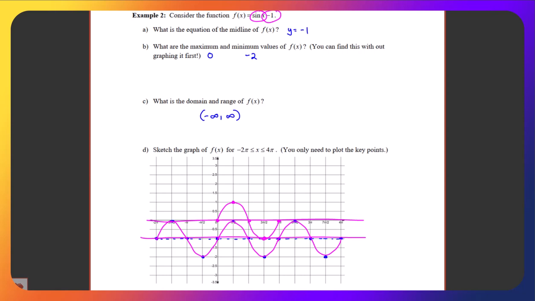This time the minimum is at -2, and the maximum is at 0, because up here is where the original x-axis was. Domain goes forever left and right, and they just need to have us find the key points. That's 5 points per period.